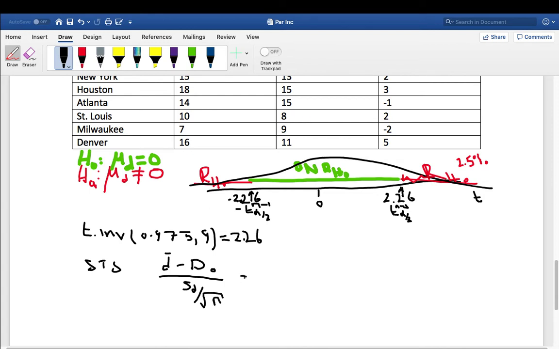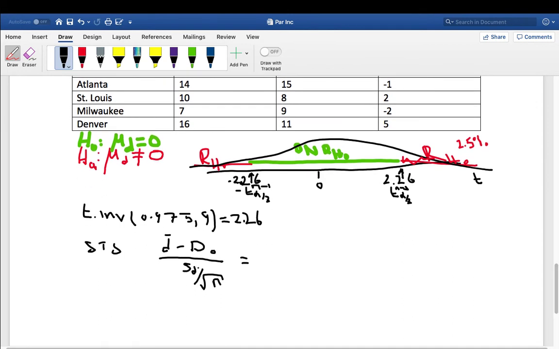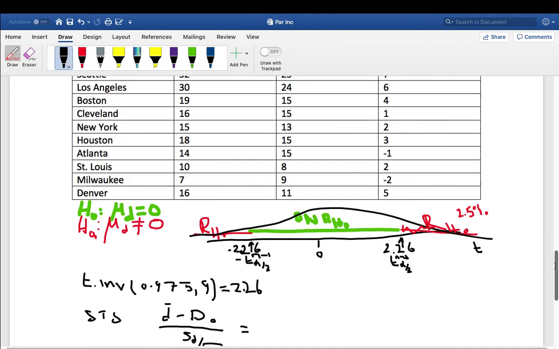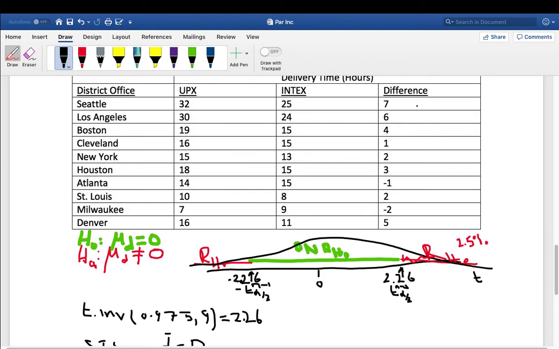Do we know any of this information? Well, we don't actually. We don't know the sample mean. We don't know the sample standard deviation. We do know that this figure in here, d0, is 0 from here, and we do know the sample size is 10, but we don't know d bar or the standard deviation. So we need to find the average of the differences and the sample standard deviation of those differences.